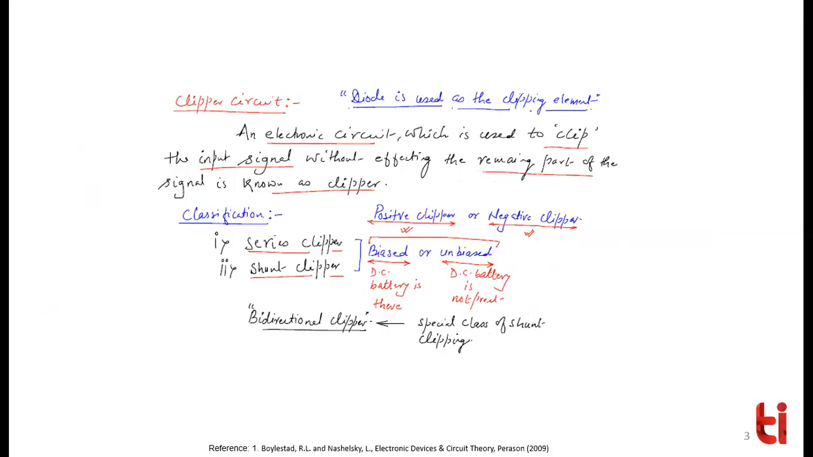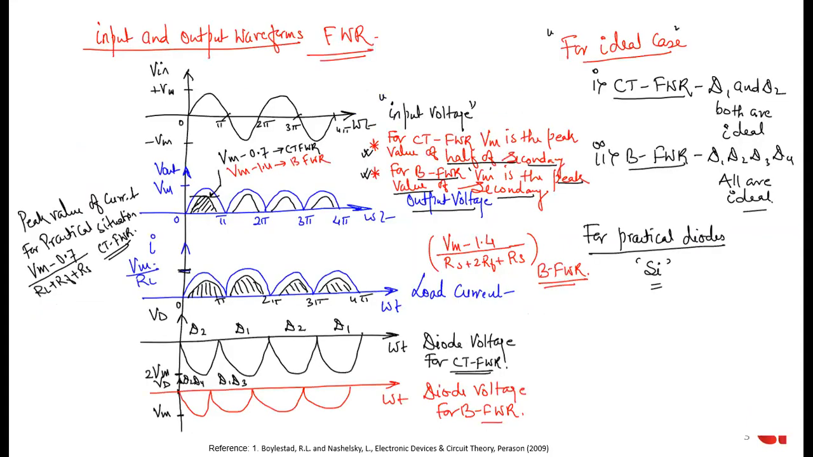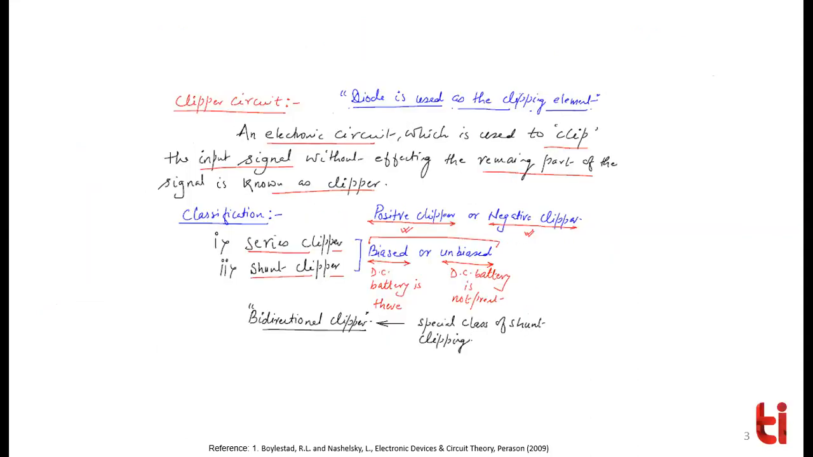Yesterday we have already seen the half wave and full wave rectifier. Now in today's lecture, what we are going to study is the Clipper circuit. In a Clipper circuit, a diode is used as the clipping element. The diode clips the input wave. It may be sinusoidal, rectangular, triangular, any shape. So the diode is used as the clipping element. What is the Clipper circuit?